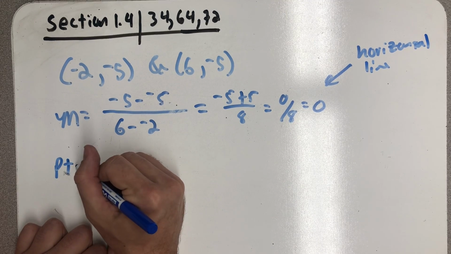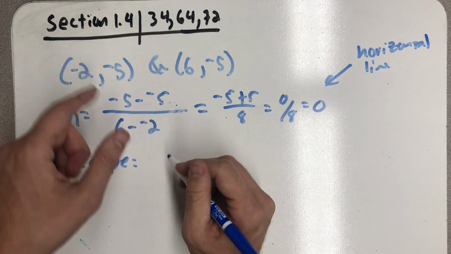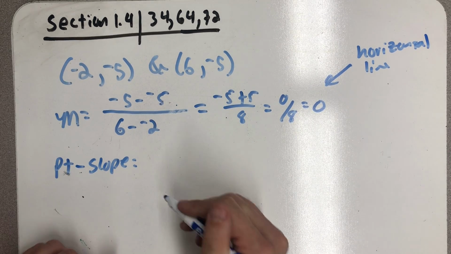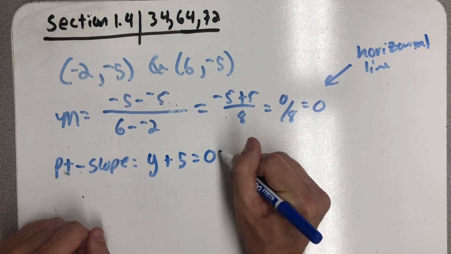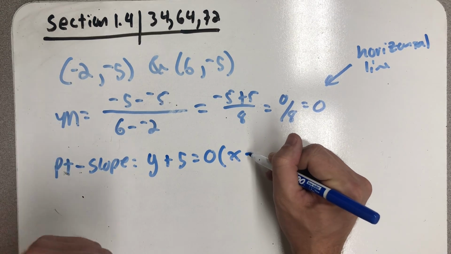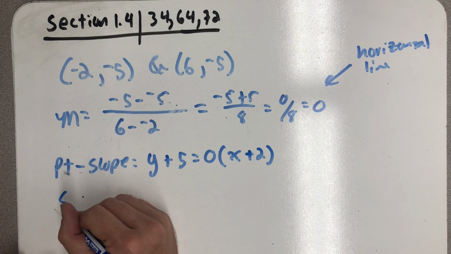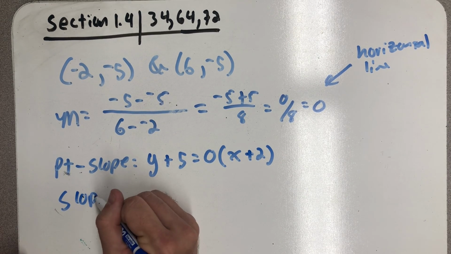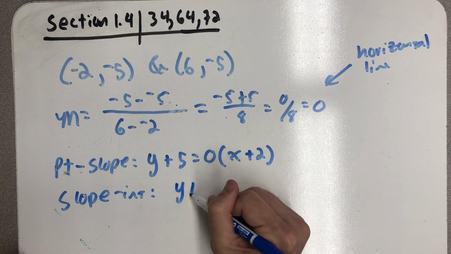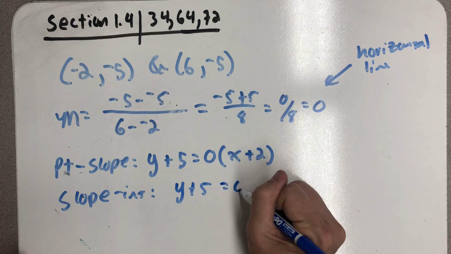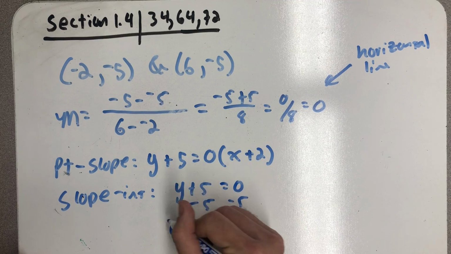Well, to follow directions, I'm going to write this down in point-slope form. So I pick one of the points, and it doesn't matter which one. I'm going to pick the first one. y minus negative 5, so y plus 5 equals the slope times x minus negative 2, so x plus 2. That is point-slope form. And for slope-intercept form, I need to get y by itself. So I have y plus 5, and 0 times anything is just 0. Take 5 away from both sides, and I get y equals minus 5.